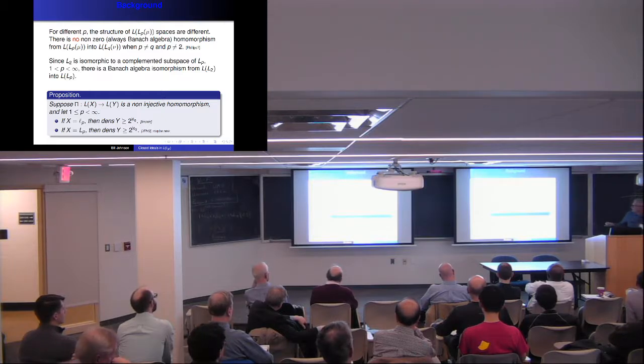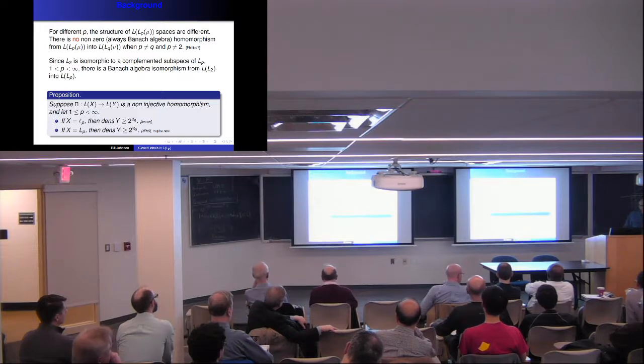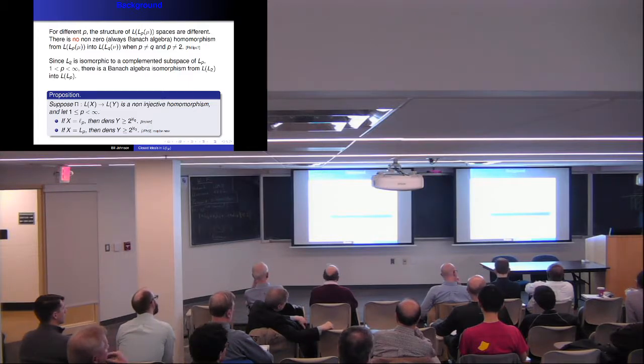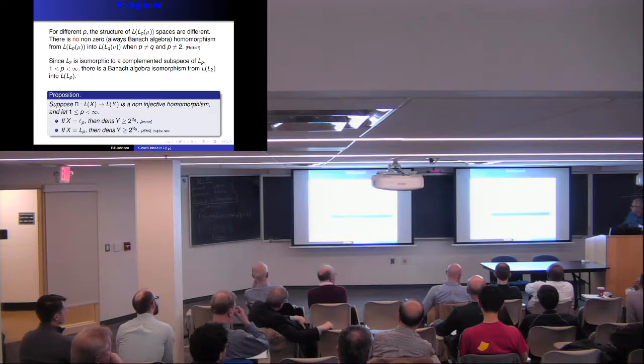Here you have bounded operators on a separable space, and all you do is say you have a non-trivial kernel for this homomorphism, and this forces this other Banach space to be highly non-separable. Now for P equals 2, this is known. In fact, this was in Calkin's original paper.